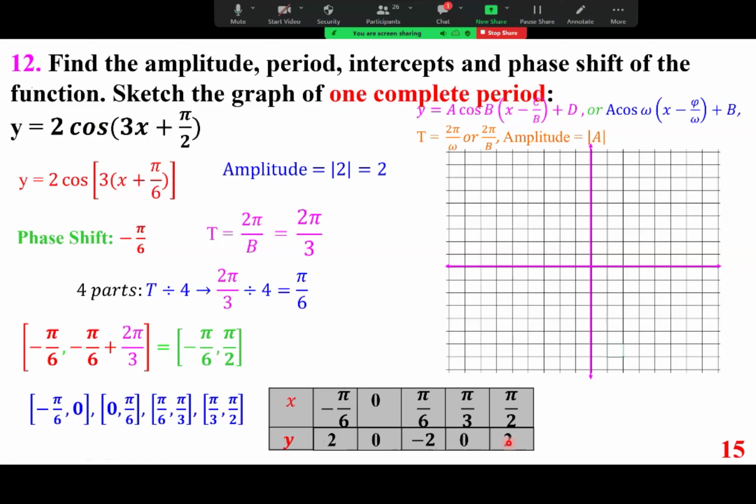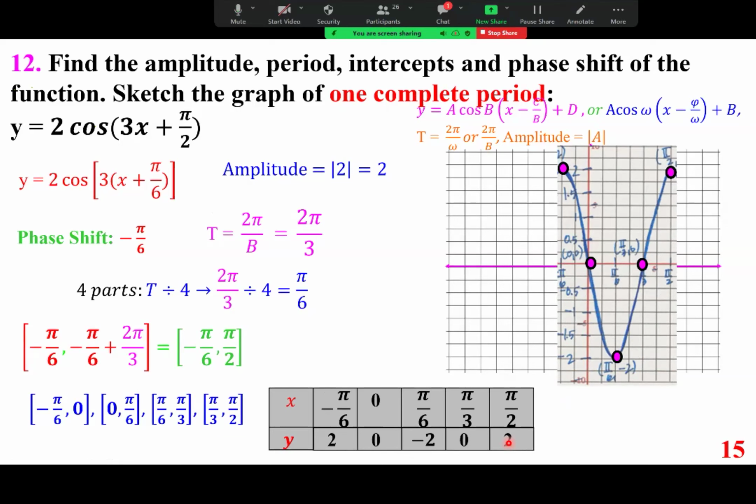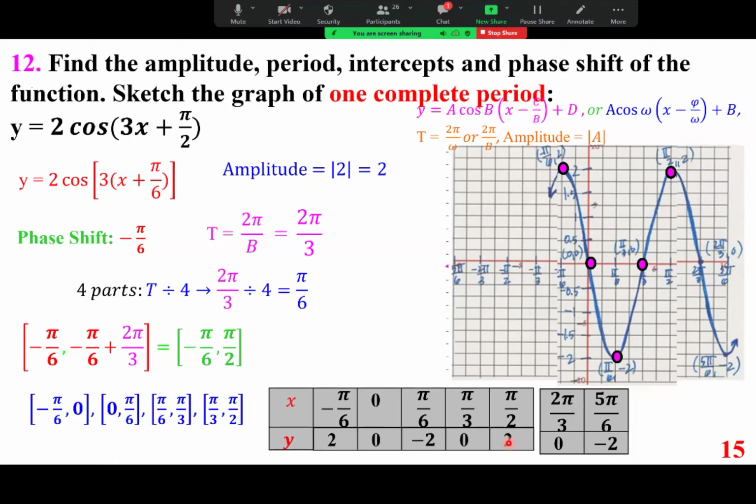And so basically you plot those pairs. Minus pi over 6, 0. 0, 0. Pi over 6, negative 2. Pi over 3, 0. Pi over 2, 2. And that's a complete cycle. Maybe a couple more points you can calculate. If you continue indefinitely, that goes that way. But I just wanted you to see the main cycle, one complete cycle. Very straightforward.